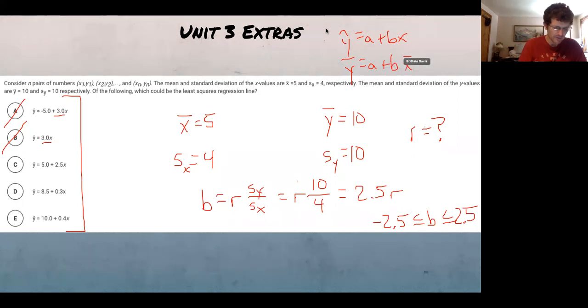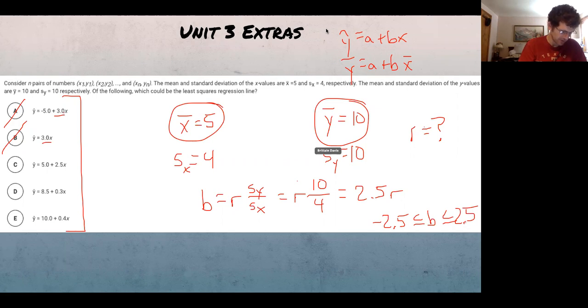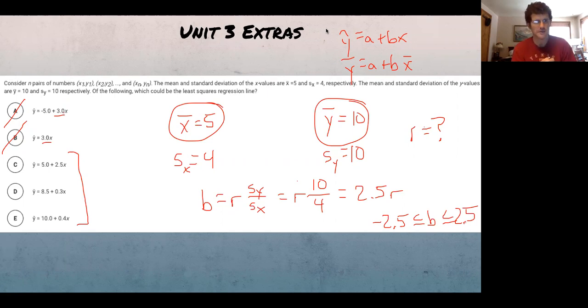And now we just need to plug in these two values into our remaining 3 equations. So I'm going to get rid of this. I've ruled out 2 of them. So now I want to just look at these 3 equations and plug in my x bar and y bar. If the equation comes out to something that's possible, then it's a plausible regression line. This is not saying that's the actual regression line. It's just a possible one.